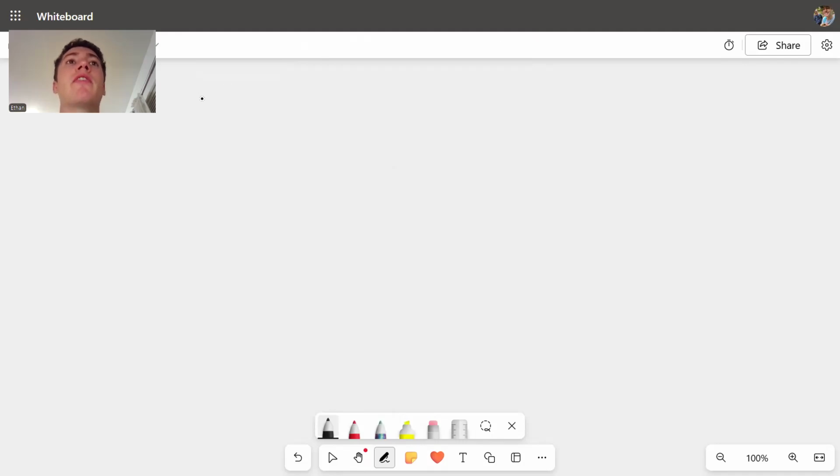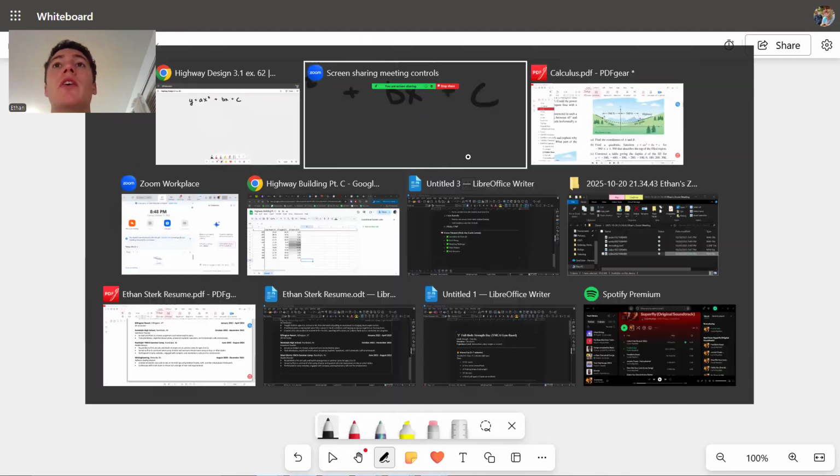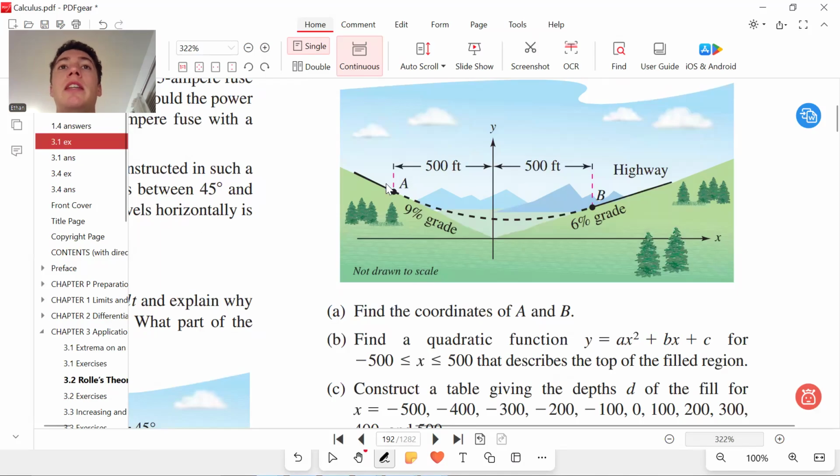So we have this form for a quadratic. And we need to solve for A, B, and C. We know we have these 2 points. There's actually something else that we also know, and that's going to be key to solving this.